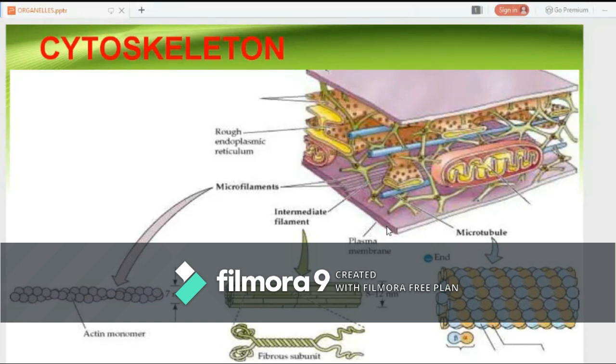Then we have the microtubules. As their name implies, microtubules are small, hollow tubes. They help the cell resist compression, provide a track along which vesicles move through the cell, and pull replicated chromosomes to opposite ends of a dividing cell.